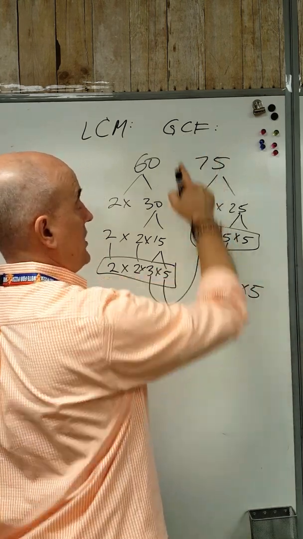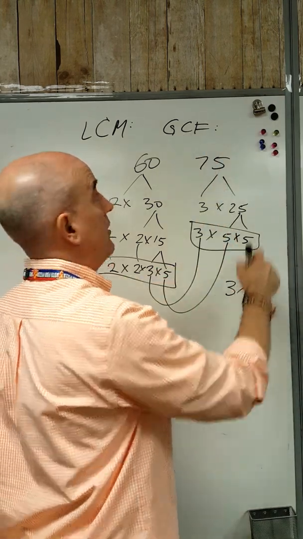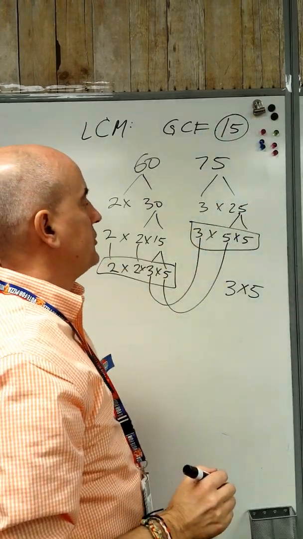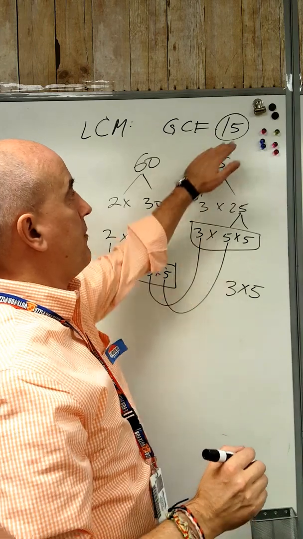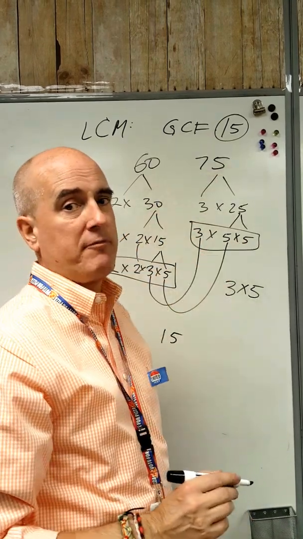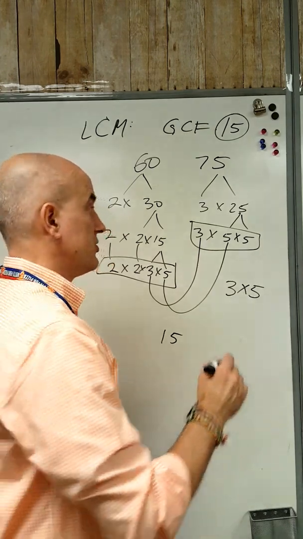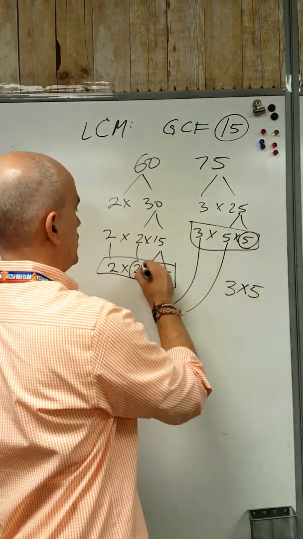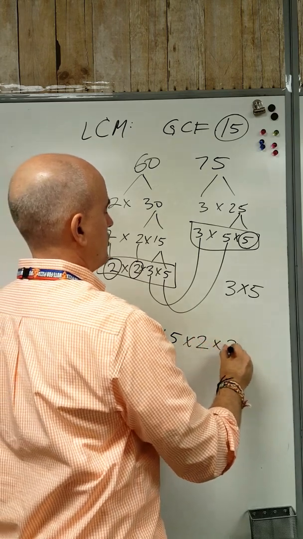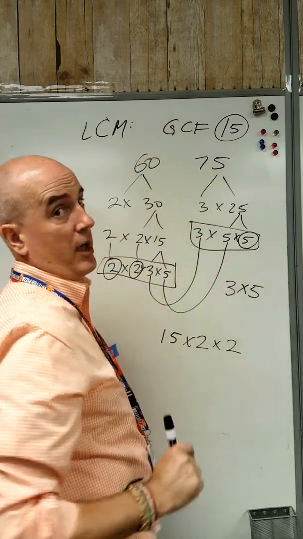So that means that the greatest common factor is 3 times 5, which is going to be 15. To find the least common multiple, we take the part they have in common, 15, and we multiply it by the rest of the numbers in the prime factorization that we haven't used. So there's a 5 and a 2 and a 2. So 15 times 2 times 2 is going to give us the least common multiple.